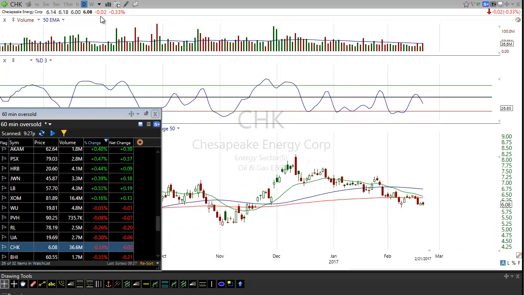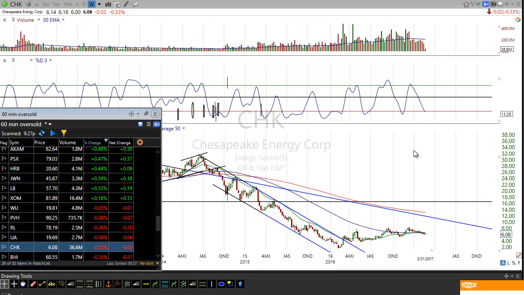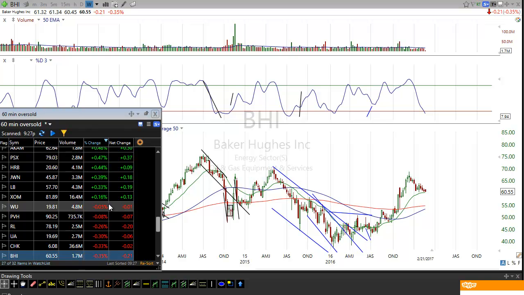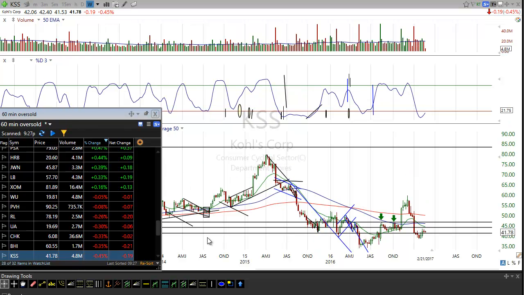All right. CHK, not interested. BHI, or oil and gas. This one actually is a good tradable stock. Works well in patterns. Stochastic rotation works good. This is a nice little flag back to the 20-period moving average. BHI. Coles, more retail.